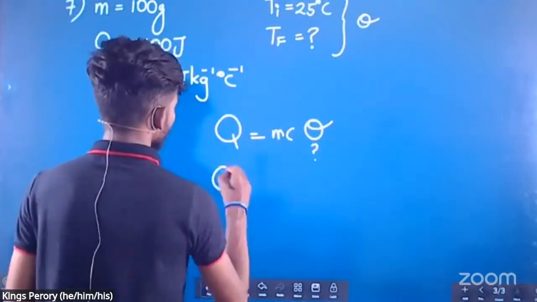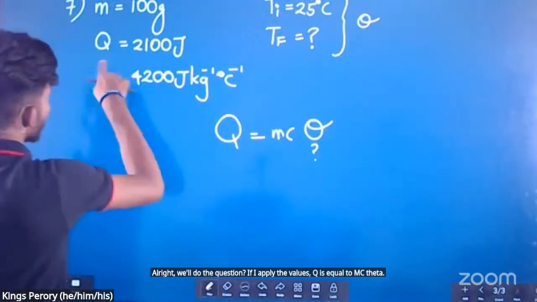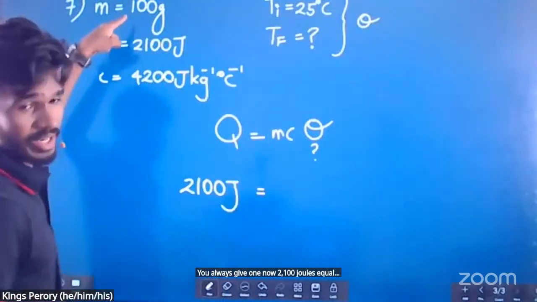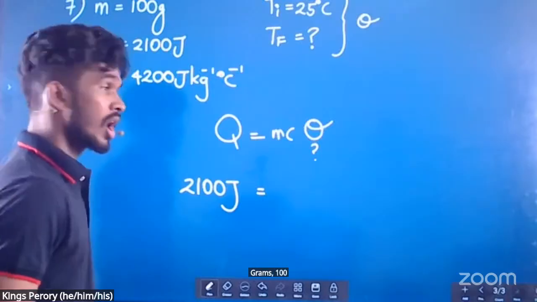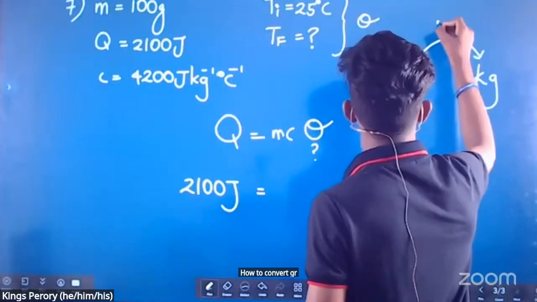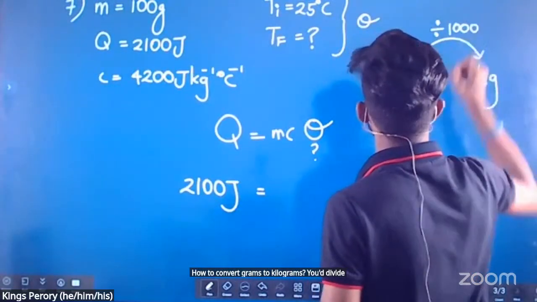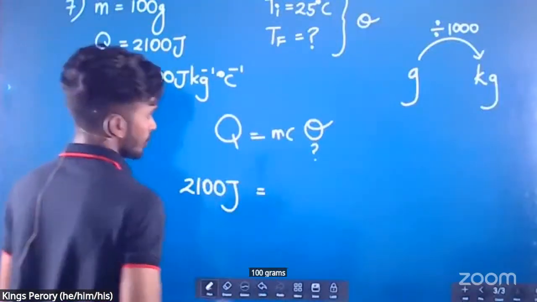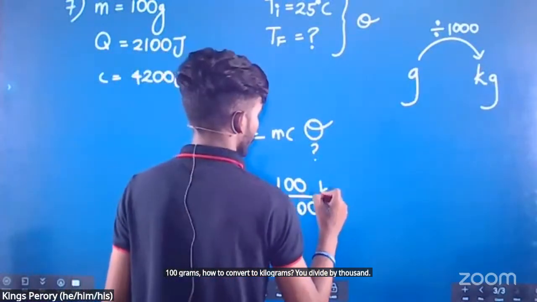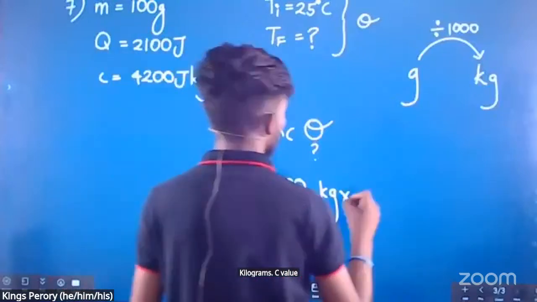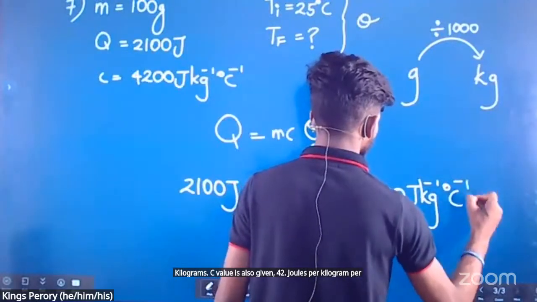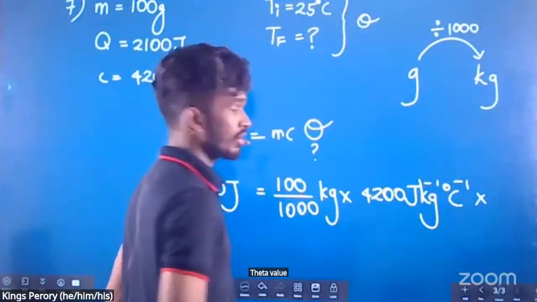Now apply the values. Q equals mc theta. Q is 2100 joules. M is given in grams, 100 grams. How to convert grams to kilograms? You divide by 1000, so 100 over 1000 kilograms. C is also given, 4200 joules per kilogram per degree Celsius. Theta is missing, and I'm going to find it.